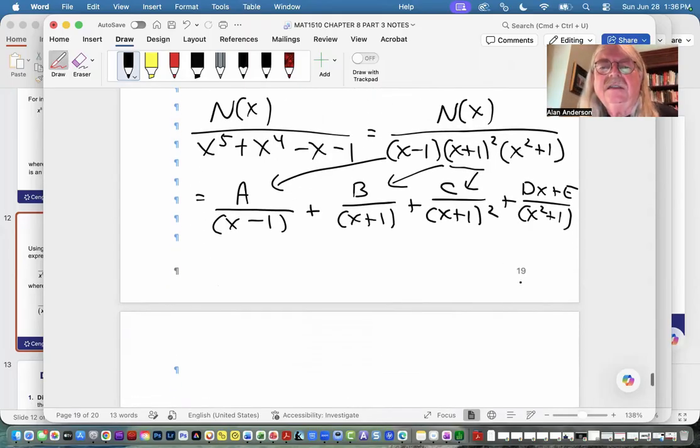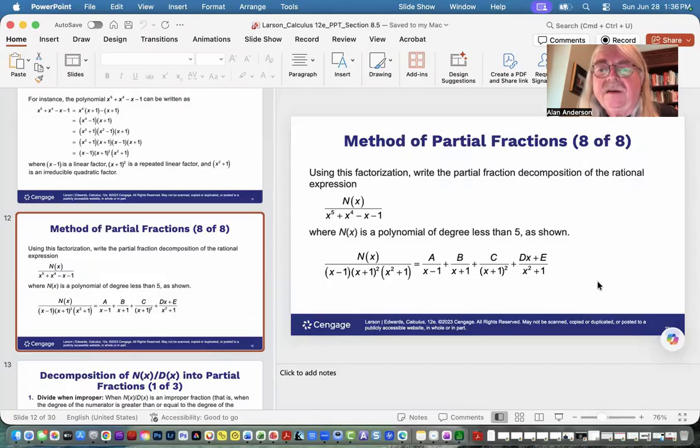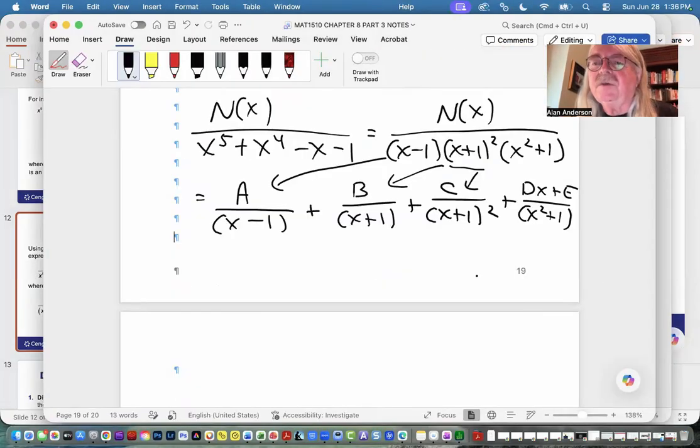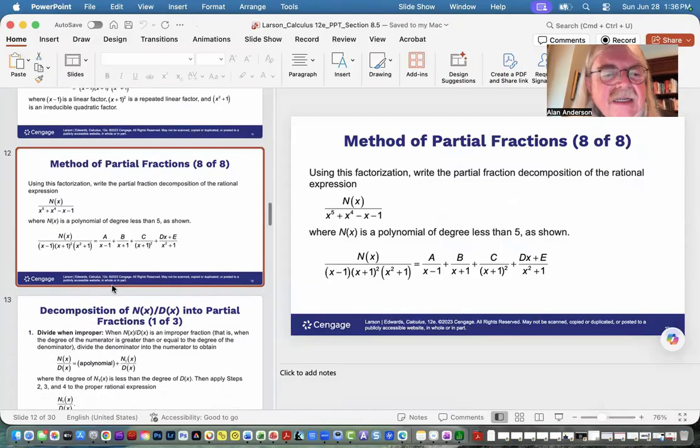Okay. Now, we can take it from there. What if we knew what n of x was, we could go ahead and solve. But the important thing is we know how to do this now. We need to know how to break up one of these polynomial functions into smaller pieces. Okay. So let's see what's next.